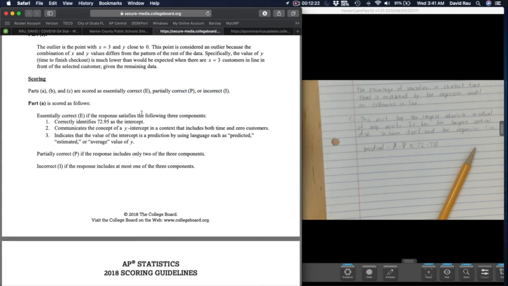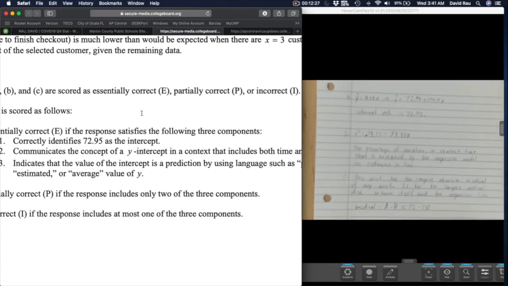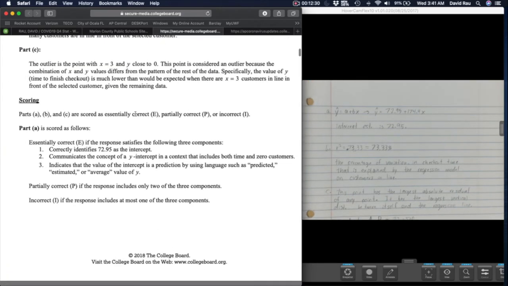So let's see how you get an E in part A. Now remember, I verbally gave you some of the information here, but you get an E if you say three things. You identify 72.95 as the intercept, okay, check. You communicate the concept of a y-intercept that includes both time and 0 customers. Now in my verbal description, I did that.